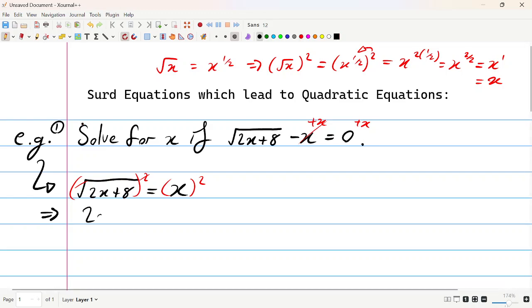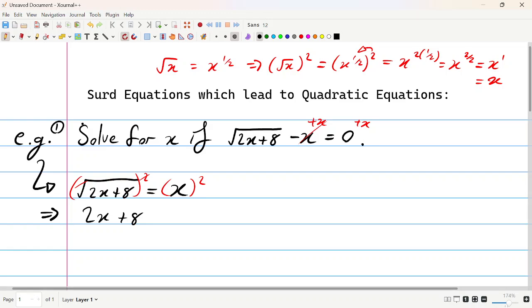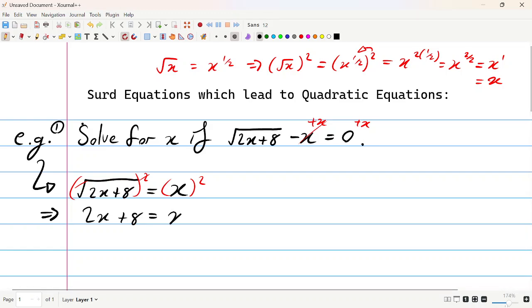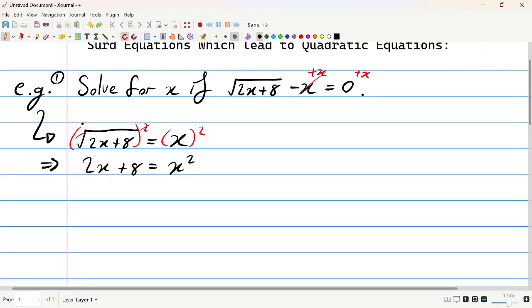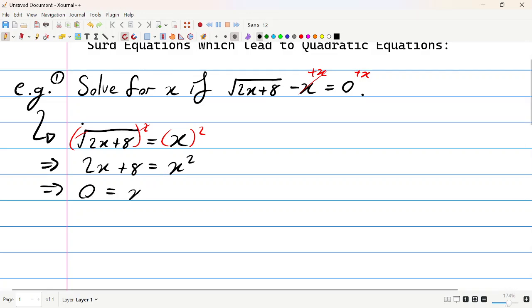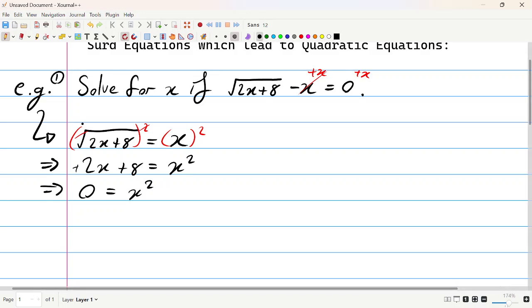So therefore we will be left with 2x plus 8 after squaring both sides equals x squared. Don't forget about the square on that side. Now we will be met back with a quadratic equation. So let's take everything to that side, because clearly x squared is there and it's positive, so we don't need to worry. So 0 is just going to be equal to x squared. We take the positive 2x over, it becomes minus 2x. Take the positive 8 over, it becomes minus 8.